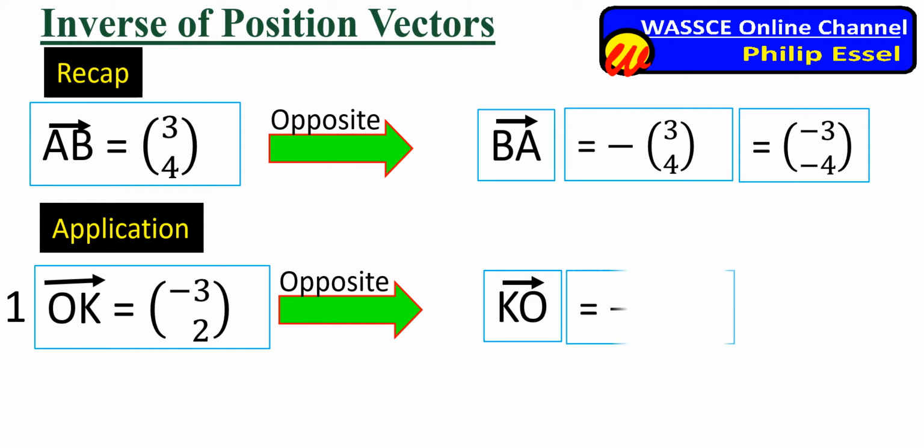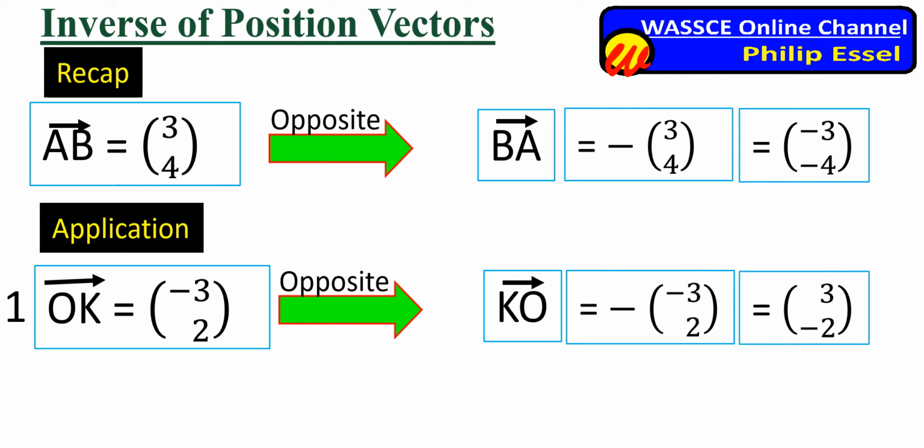This will give us the negative of the vector negative 3, 2, which would also be the same as the vector 3, negative 2.